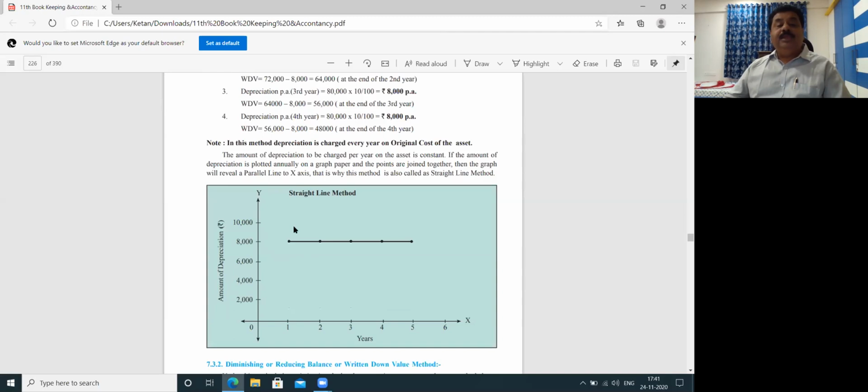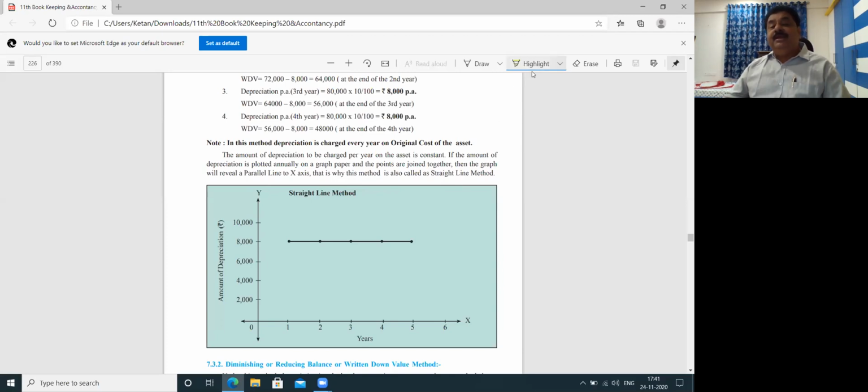Now note, in this method, depreciation is charged every year on the original cost of the asset. The amount of depreciation to be charged per year on the asset is constant. If the amount of depreciation is plotted annually on a graph paper and the points are joined together, then the graph will reveal a line parallel to the x-axis. That's why this method is also called the straight line method.